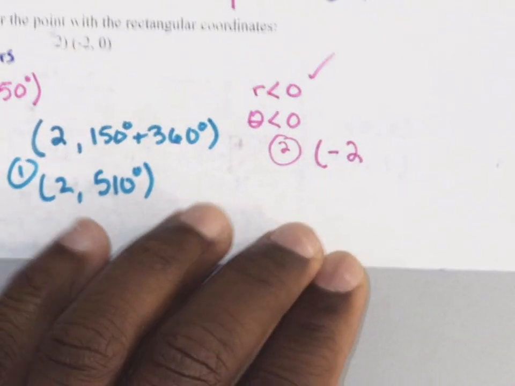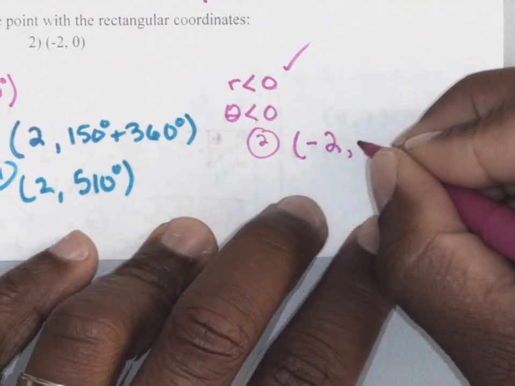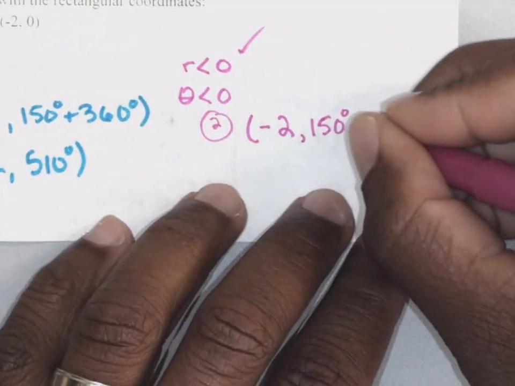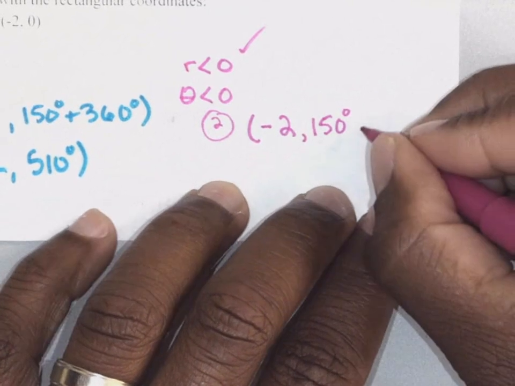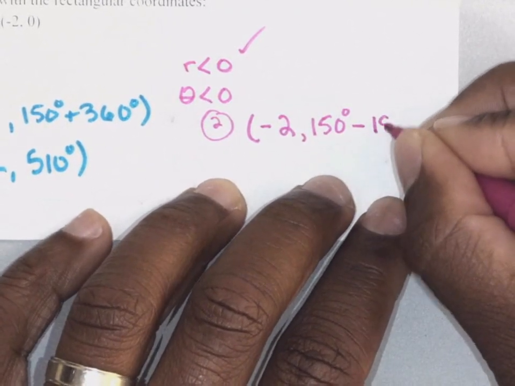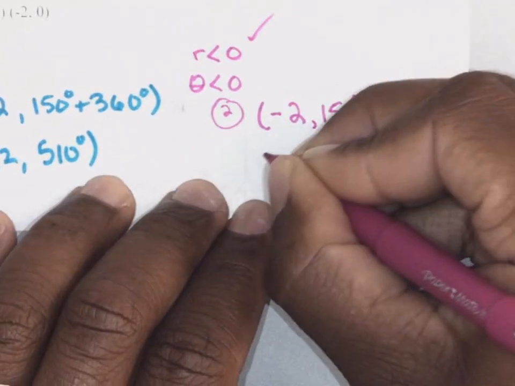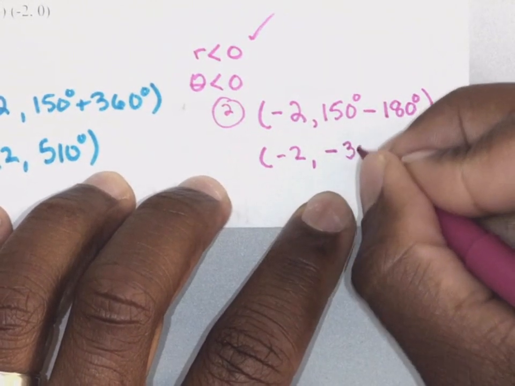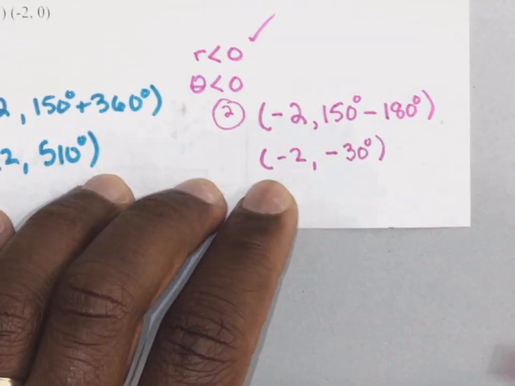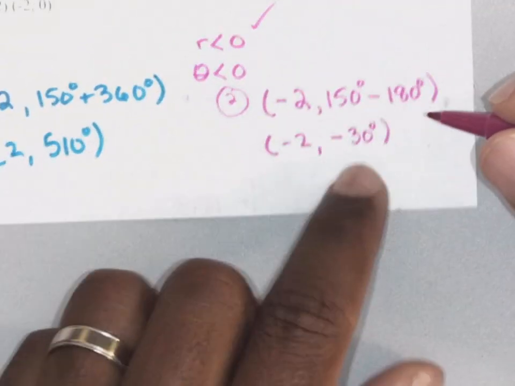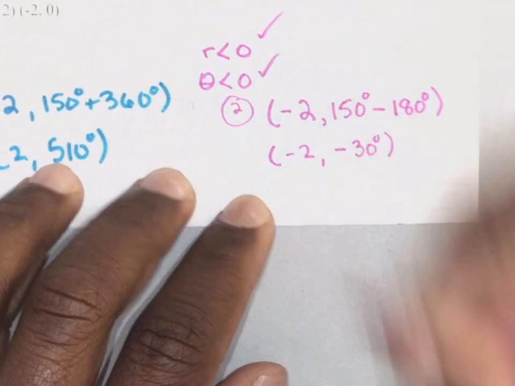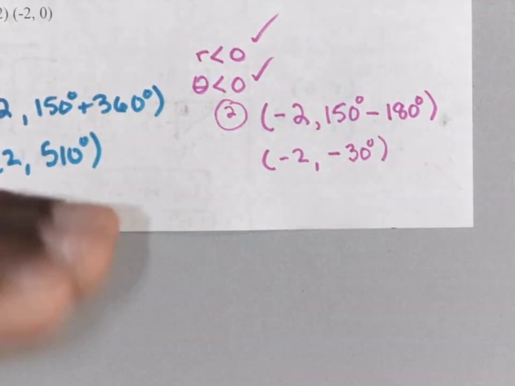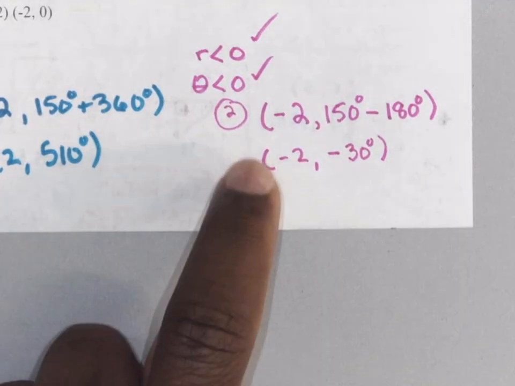So we did the first one, check. Now we got to get a negative angle. So if I start off with 150, I would ask myself, and we already did this, but my thinking would be, what would make this angle negative? I got to subtract. So minus 180, and that gives me negative 2, negative 30. So then I would say, is R negative? Yes, check. Is this angle negative? Yes, check.